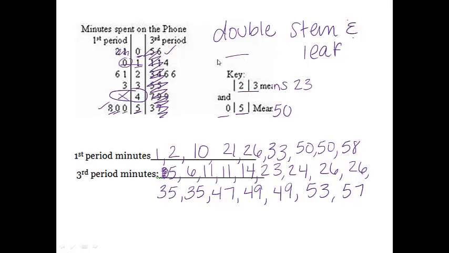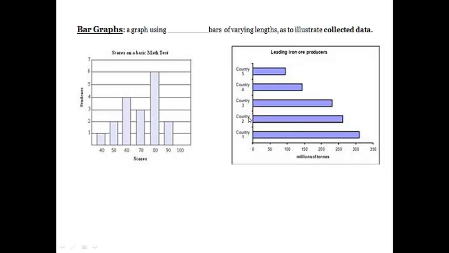So don't forget, this is your key. Really important to always have your key. Alright, next is bar graphs. So bar graphs, you've seen them a million trillion times. It's just a graph using parallel. Remember, parallel is two lines that are never going to intersect. Parallel bars of varying lengths used to illustrate collected data. Remember, collected data is just a fancy word for numbers.